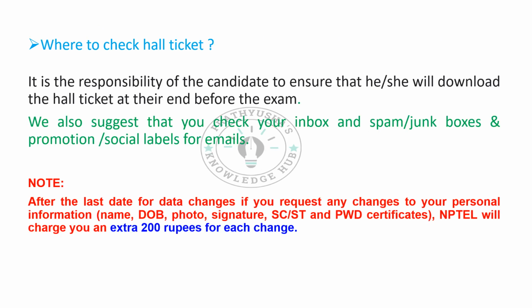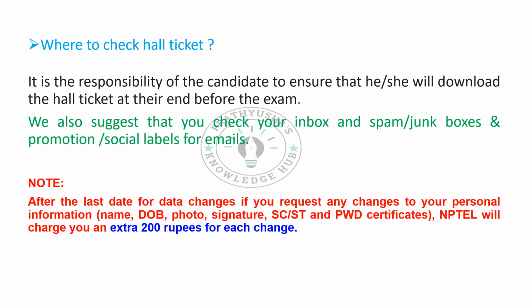Where to check the hall tickets? You can check your hall tickets in your registered mail ID. In the registered mail ID, check your hall tickets in the inbox. Or you can check your hall ticket details in the spam, junk box, promotion, and social labels in your Gmail. Most of you can find it directly in your inbox or spam.